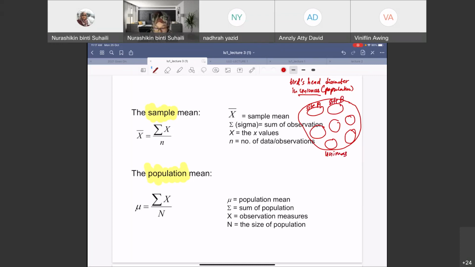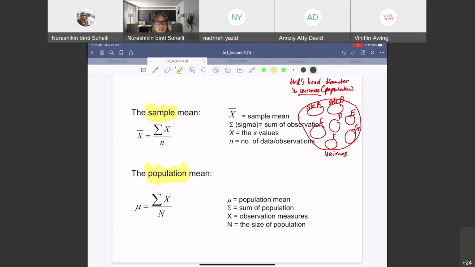Site B. Maybe you measure the birds available in site A, and then site B, and so on, C, D, E, F, G. Each of those is a sample. So when you observe the birds in site A, for example, you must have more than one observation. Ideally in statistics, we love lots of data.